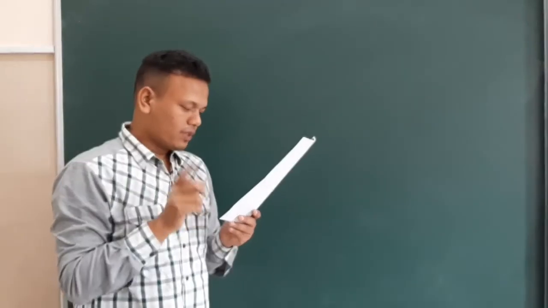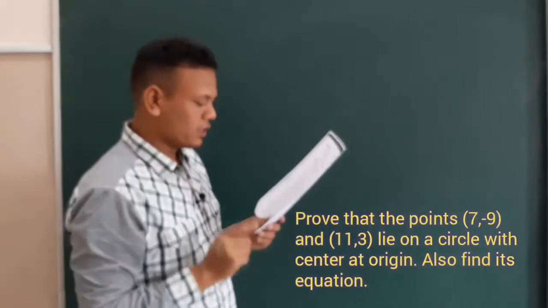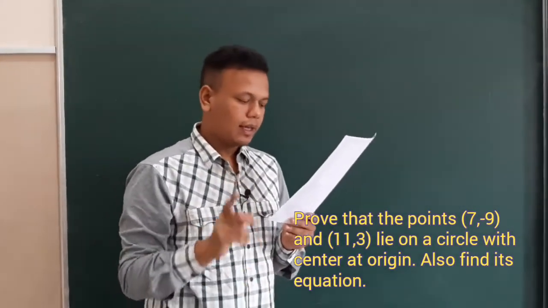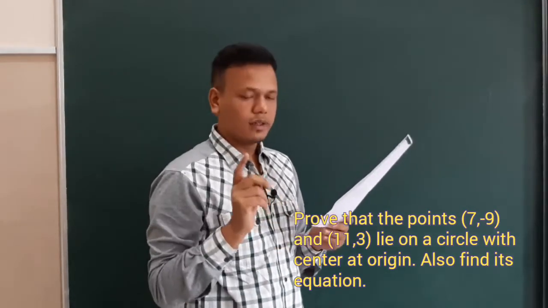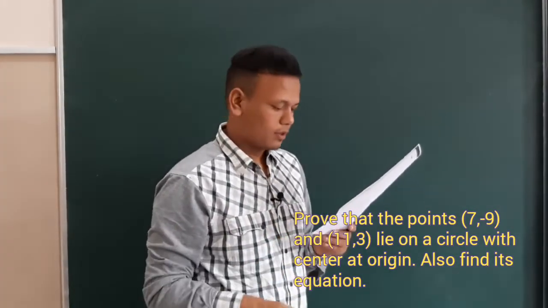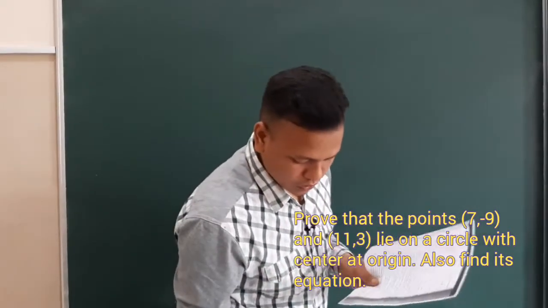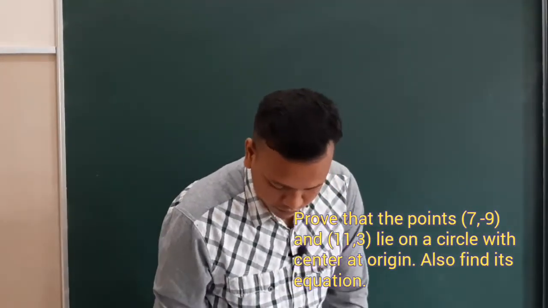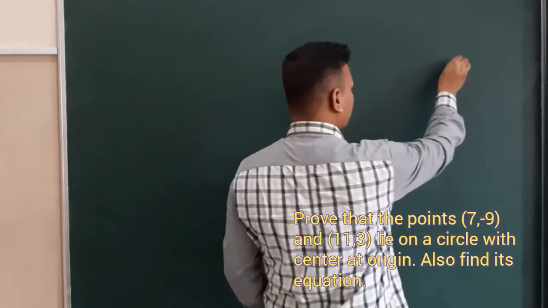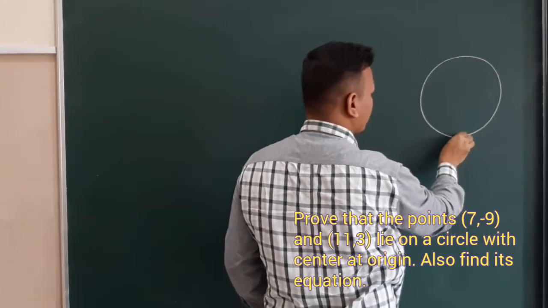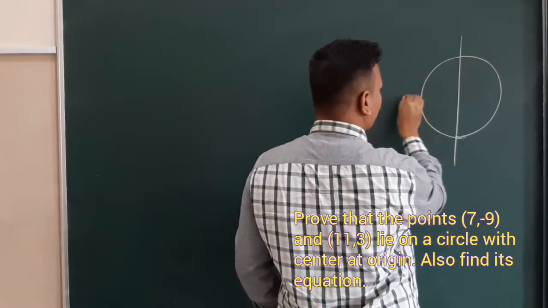Question 5 says, prove that the points 7 comma minus 9 and 11 comma 3 lie on a circle with center at origin. Also find its equation. So how to do it? I'll just show you here. There's a circle given to you whose center is the origin. So the center is the origin out here.